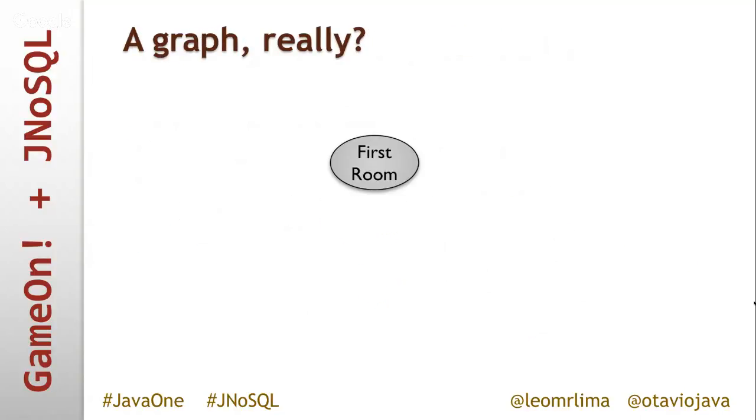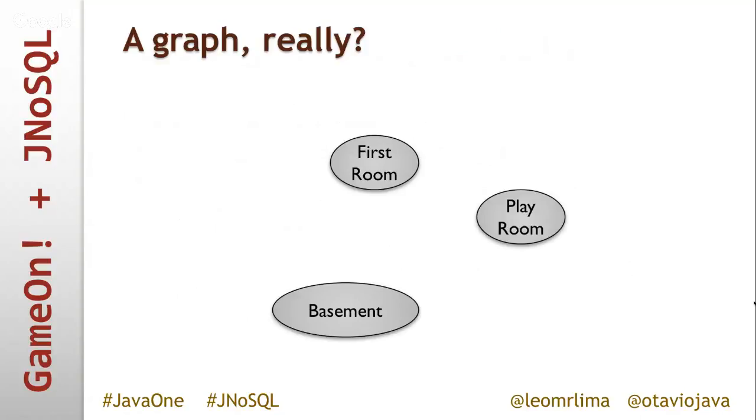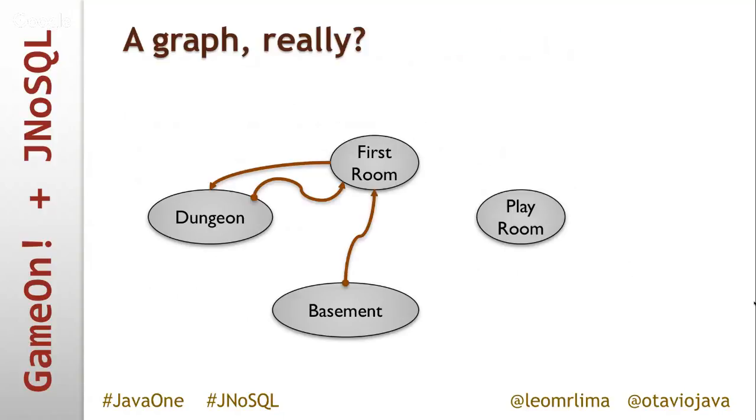So we have, for example, the first room. The first room can have a basement, like the second room is going to be added. And then you can have a playroom and a dungeon as well. And you can do the doors and locations between all these places. So it fits the purpose really nicely.